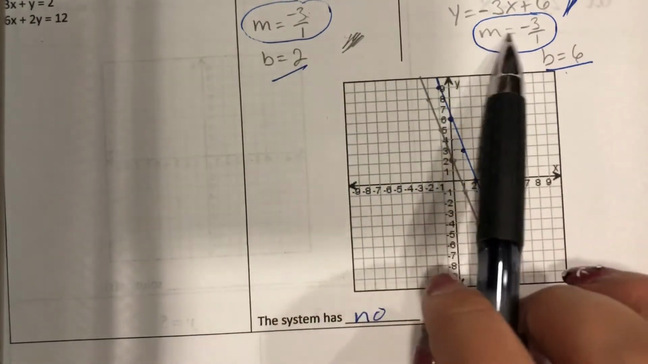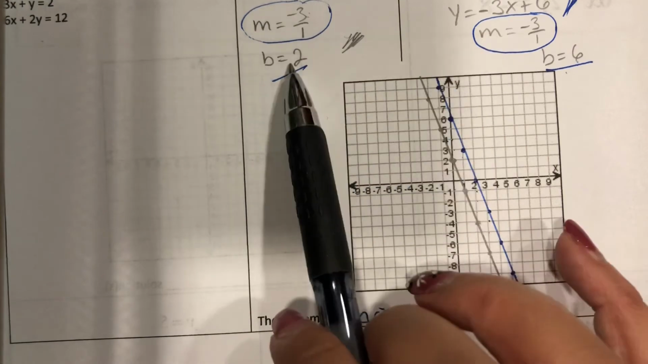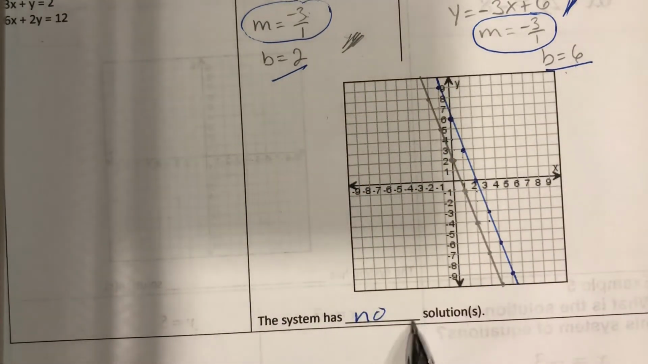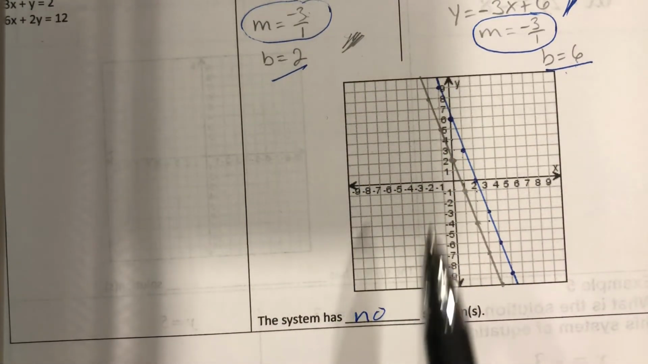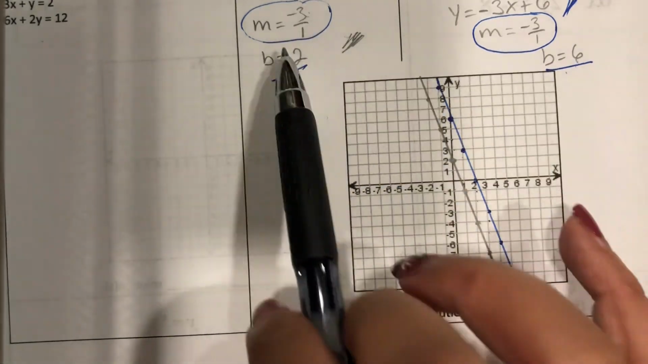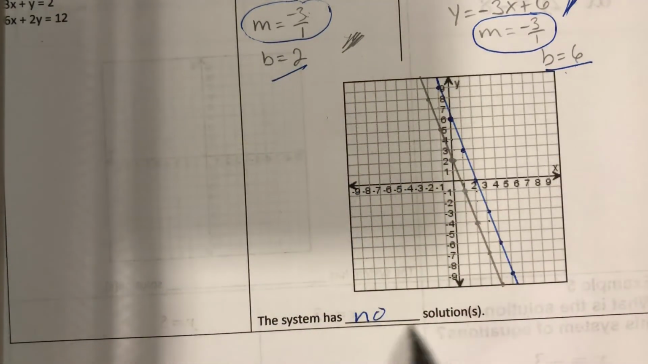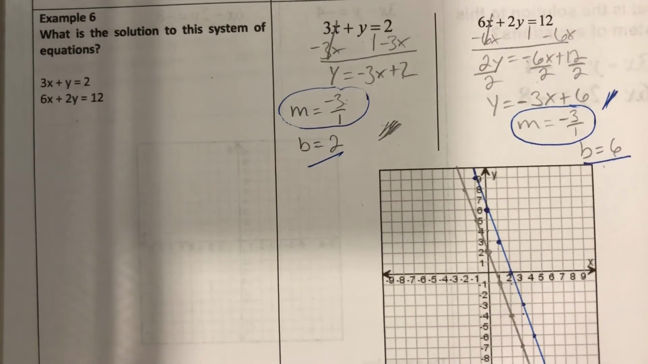No, I could have seen that both of my slopes were the same, but my y-intercepts are different, so I knew that that was going to be a no solution. If my slope and my y-intercepts were the same, then it would have been infinitely many solutions. All right? Cool. All right.